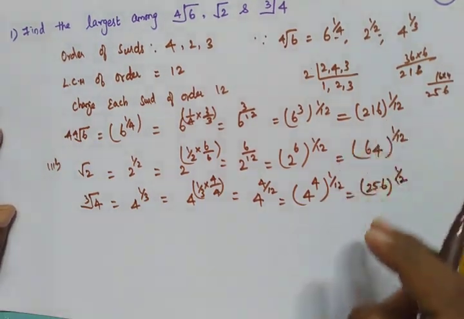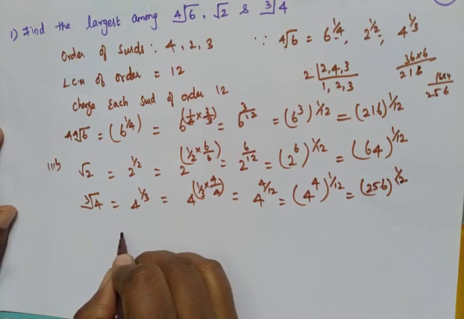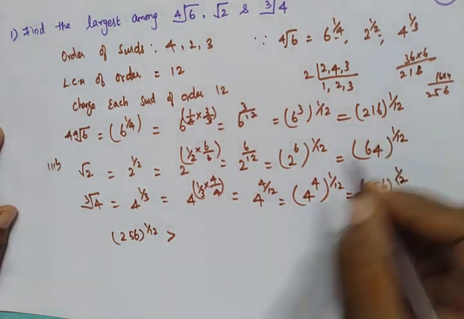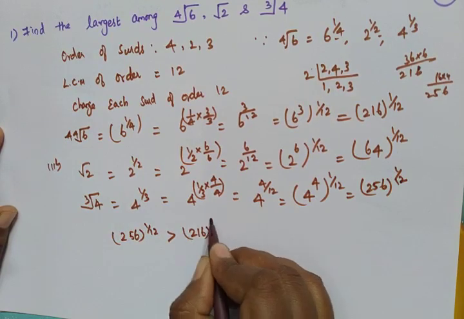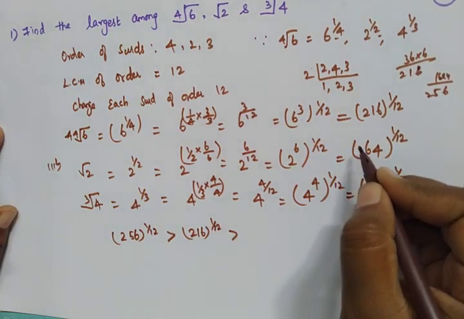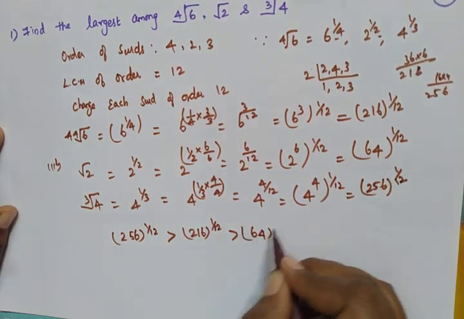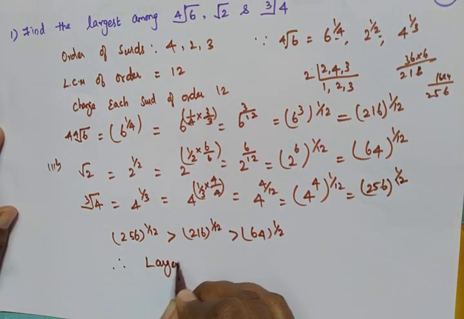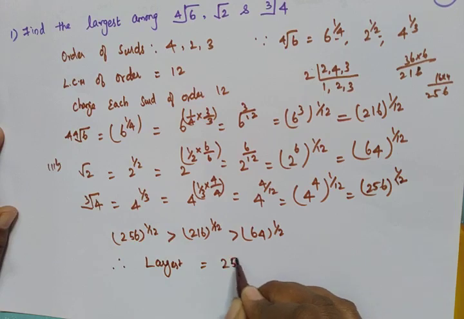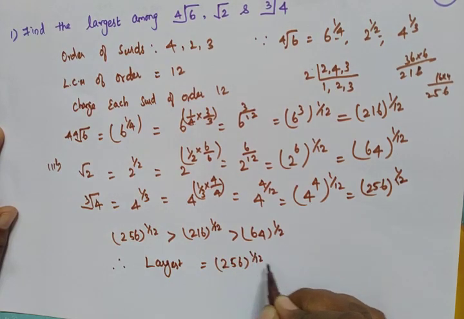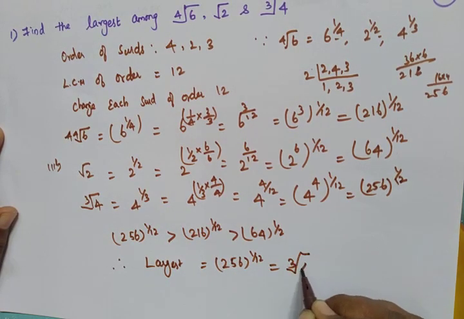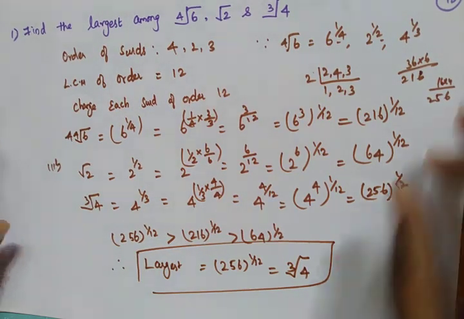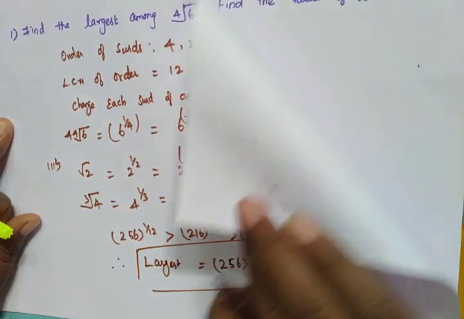Now check which is the largest number. 256 the whole power 1 by 12 is greater than 216 the whole power 1 by 12, and it is greater than 64 the whole power 1 by 12. Therefore the largest number is 256 the whole power 1 by 12, which is equal to cube root of 4. This is the answer for this problem. Now let us move on to the next problem.